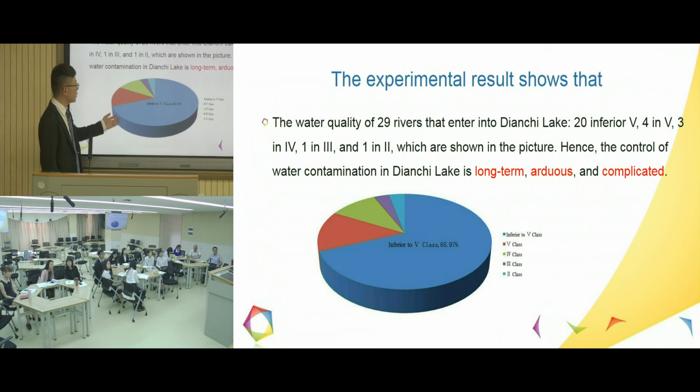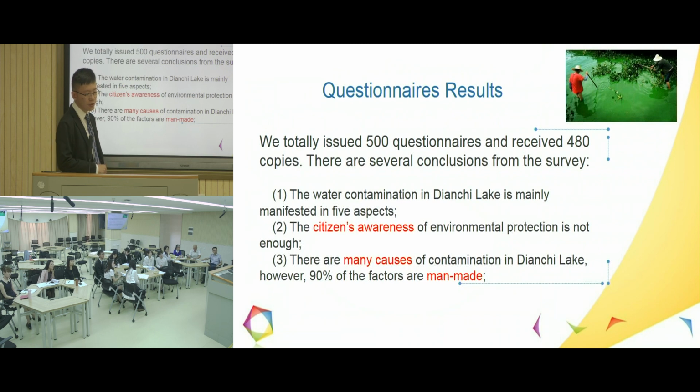From the figure, we can see that the control of water contamination in Dianchi Lake is long-term, arduous, and complicated. Why? Because from the figure, we can see that the water inferior to Class V accounts for nearly 69% and is very serious. And the questionnaire results. We issued 500 questionnaires in total and received 48 copies. There are several conclusions and results from the survey.